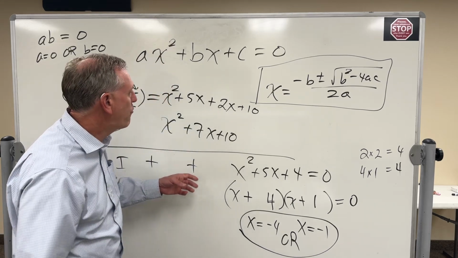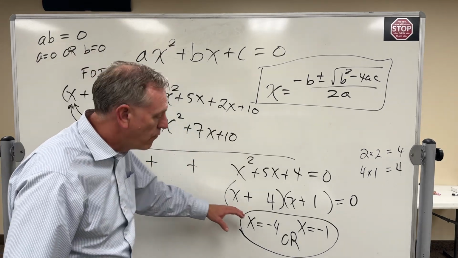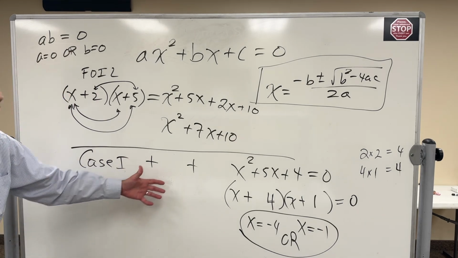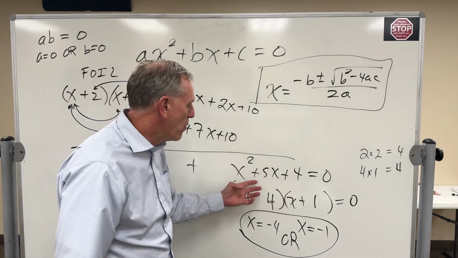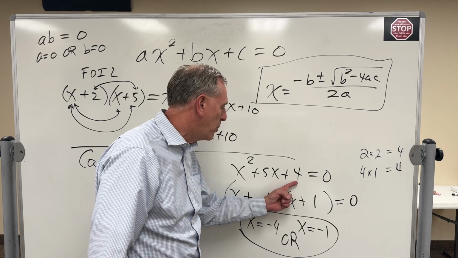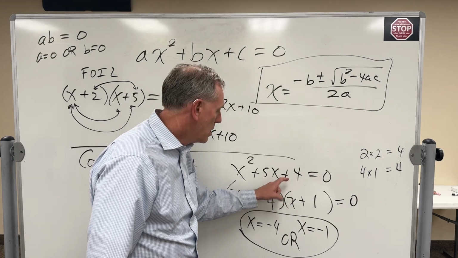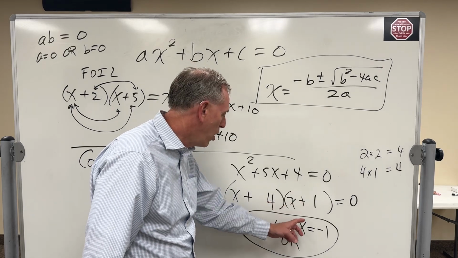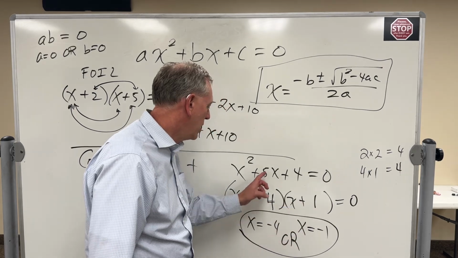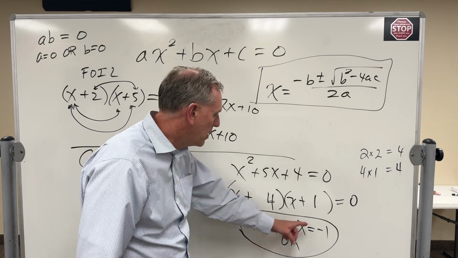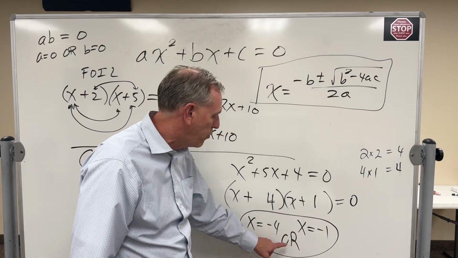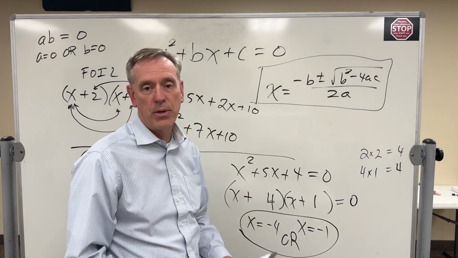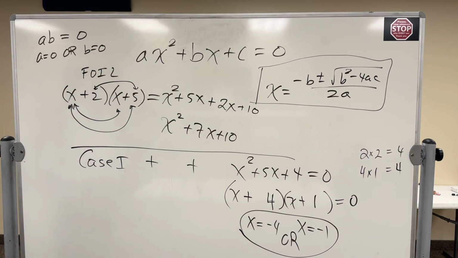So this is how you factor and solve for x using factoring, in this case where both are positive. We find two numbers that multiply together to give us 4 and add together to give us 5. 4 times 1 is 4, and 4 plus 1 is 5. Then we solve these at the end: x equals minus 4 or x equals minus 1. You want to finish this problem by doing that last step. All right, so that's case 1 for factoring.